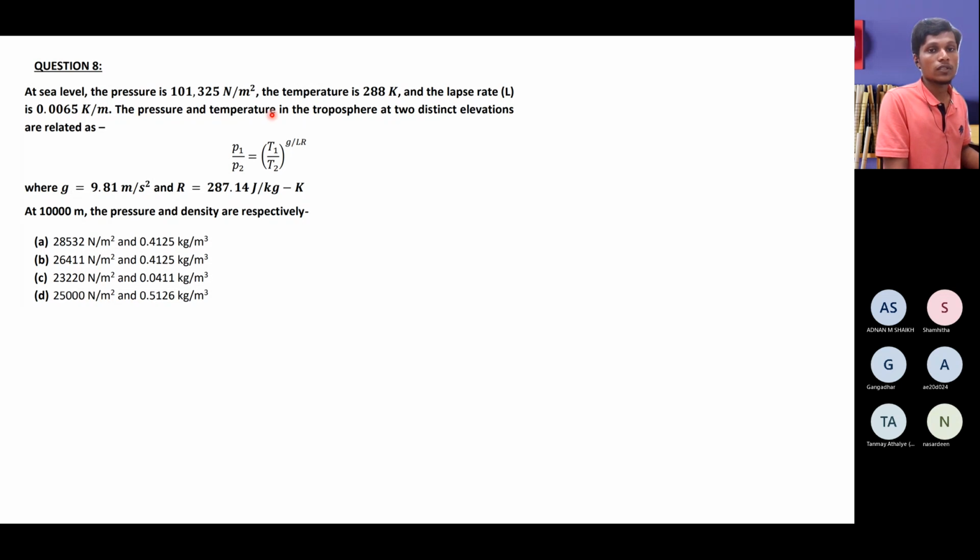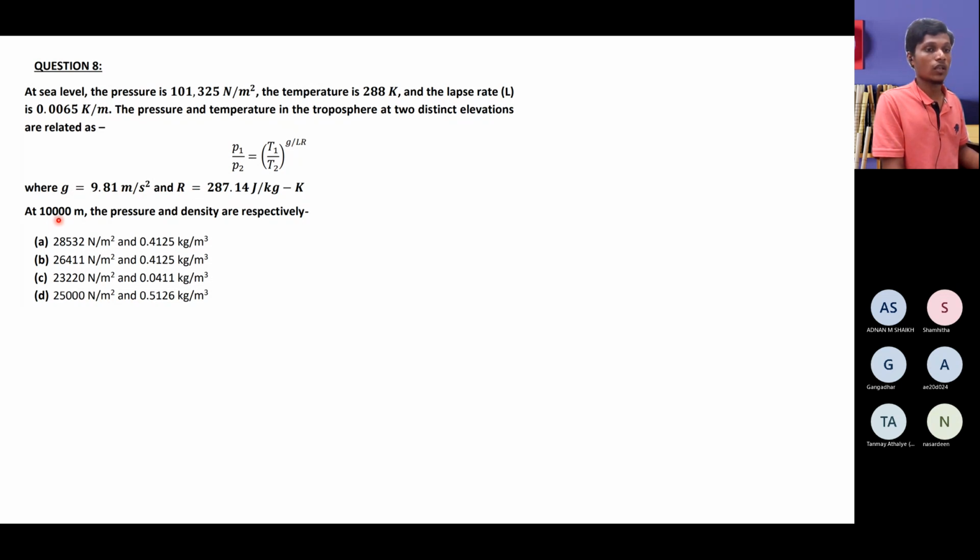The pressure and temperature in the troposphere at two distinct elevations are related by this equation, which they gave clearly: P1 by P2 is T1 by T2 to the power G by LR. You need to remember the equations. Here G is a constant value, and R is also a constant.